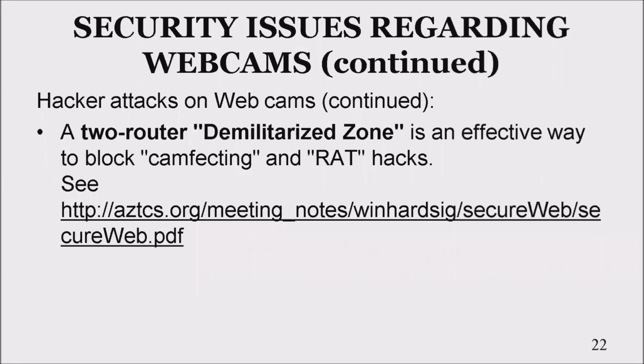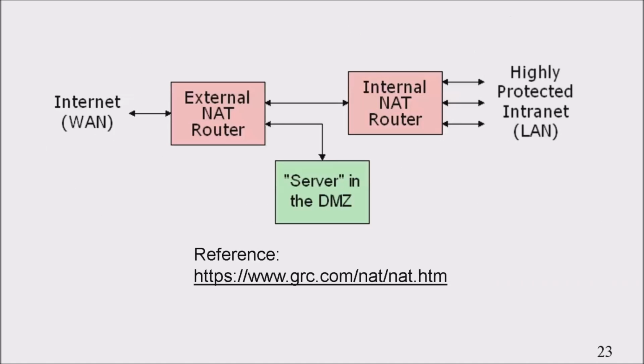Now, people ask me, what can you do to prevent all this? The best defense, and every single government agency, corporation, large business, and some of the smaller businesses in this country use it, is a two or more router demilitarized zone. It looks like this. And there's a link at the bottom where you can learn more about it at Steve Gibson's website.